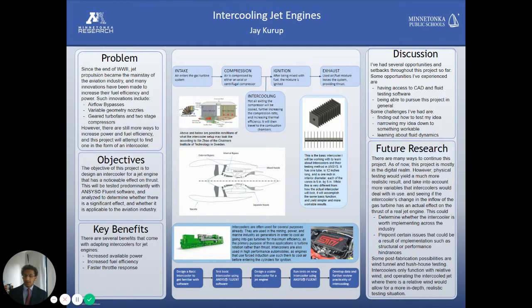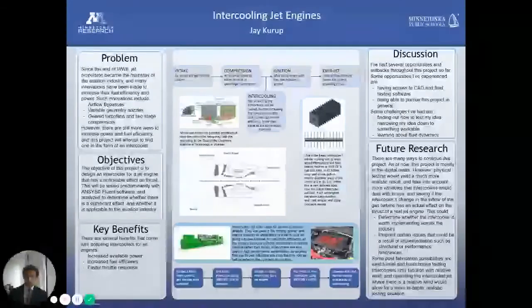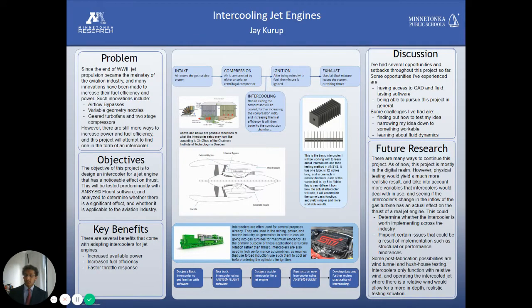Over the years, many different technologies have been developed in order to make jet travel more efficient and faster. These include airflow bypasses, like high bypass turbofans used on virtually all airliners today, variable geometry nozzles, mostly for supersonic aircraft such as the Concorde, as well as most fighters, and geared turbofans and twin spool and triple spool radial compressors that are used to increase the efficiency of the compression of air before ignition.